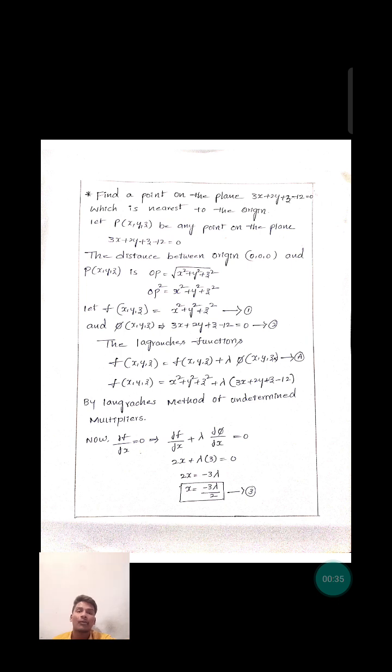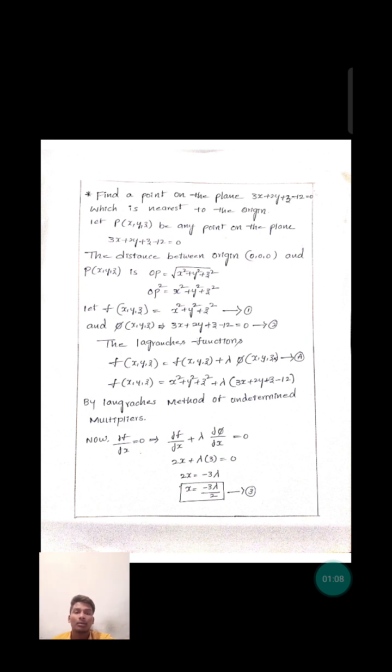Let P(x, y, z) be any point on the plane, that is 3x plus 2y plus z minus 12 equals 0. Now the distance between the origin and the point P(x, y, z), OP, is equal to root of x square plus y square plus z square. Squaring on both sides, we get OP square is equal to x square plus y square plus z square. Now let function f(x, y, z) equal x square plus y square plus z square, let it be equation 1.